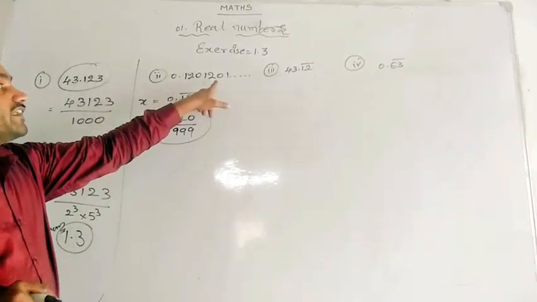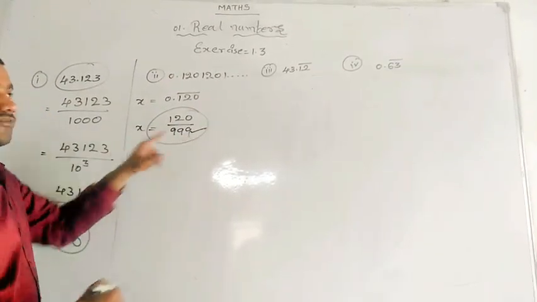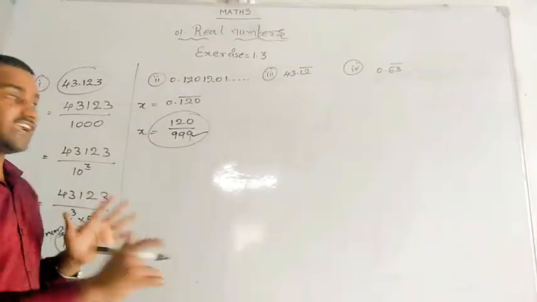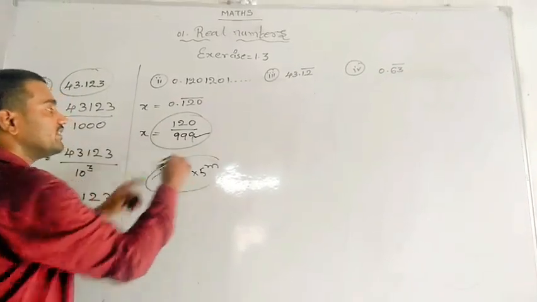And it is not a terminating decimal number. If you prime factorize this denominator 999, it will not be in the form of 2 to the power of n into 5 to the power of m.